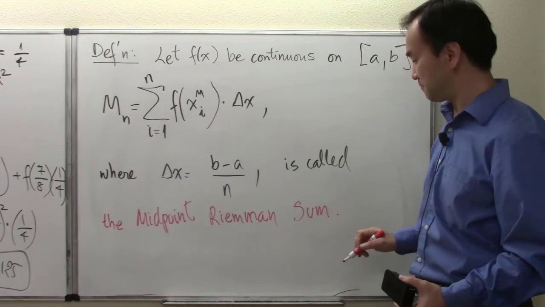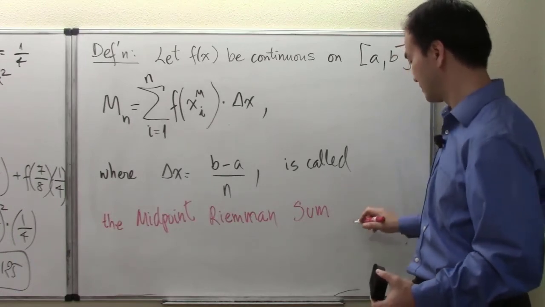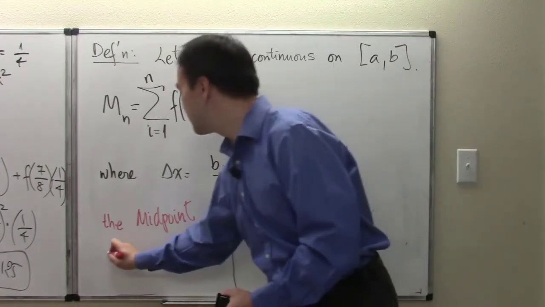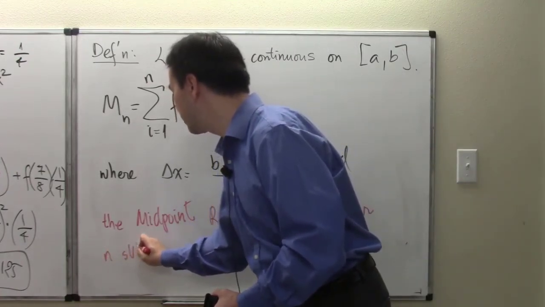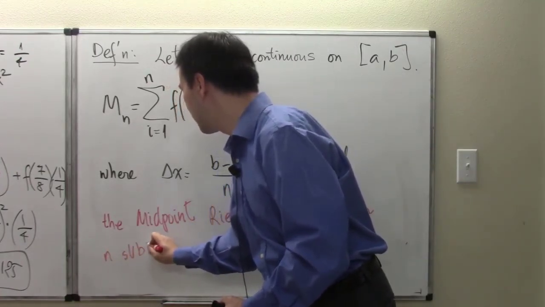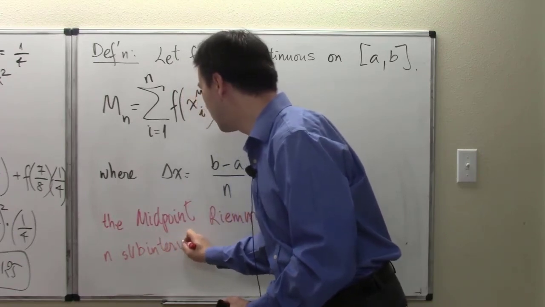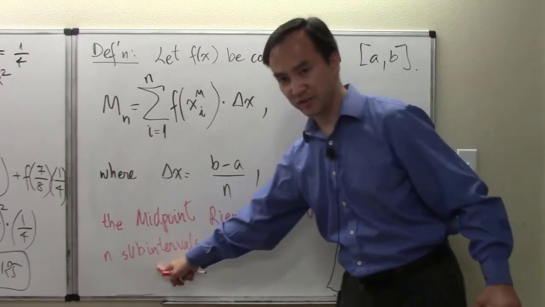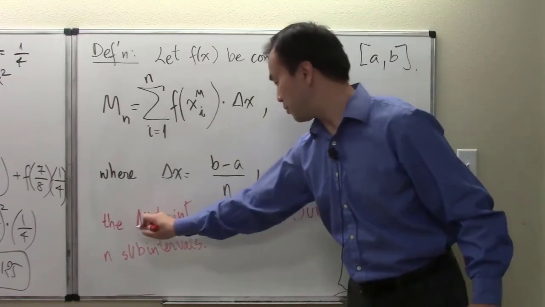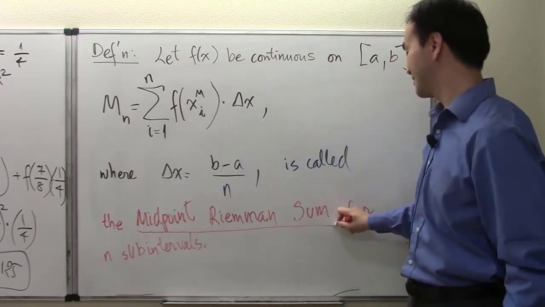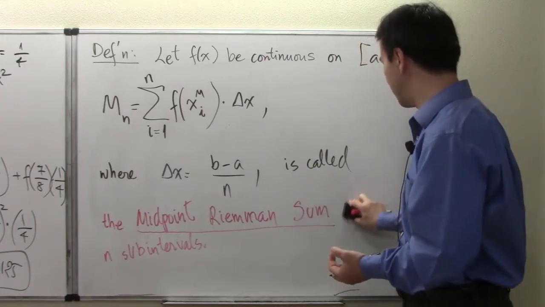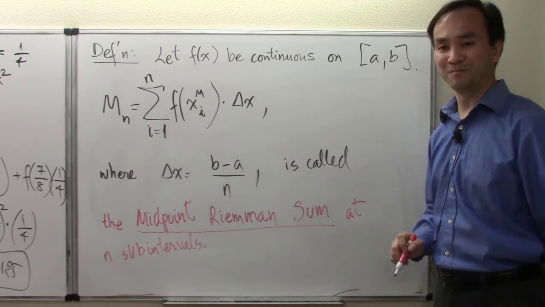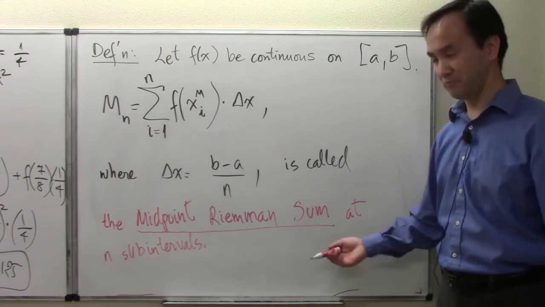For n subintervals, but that information here is just minor. So the midpoint Riemann sum, how about at n subintervals? All right, so that's what M sub n is.